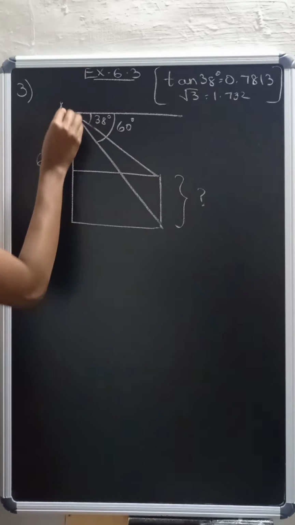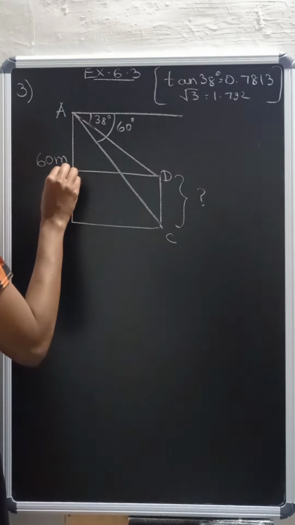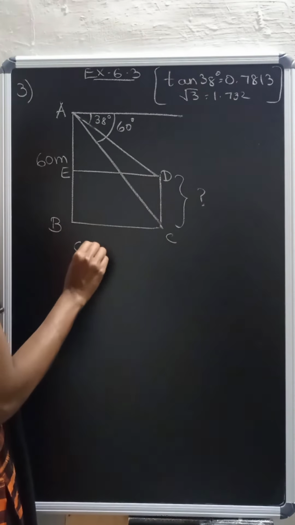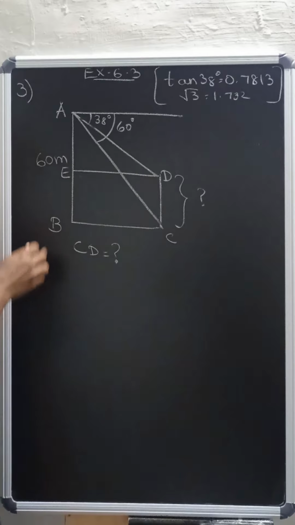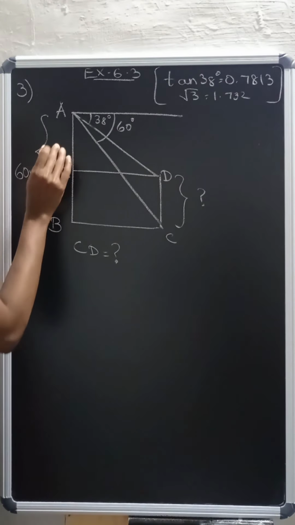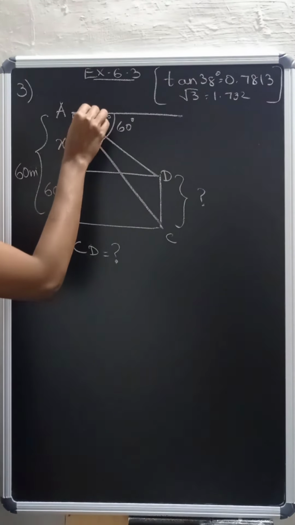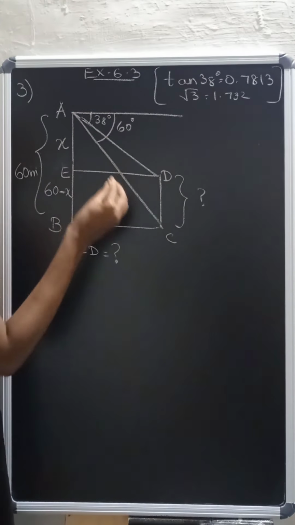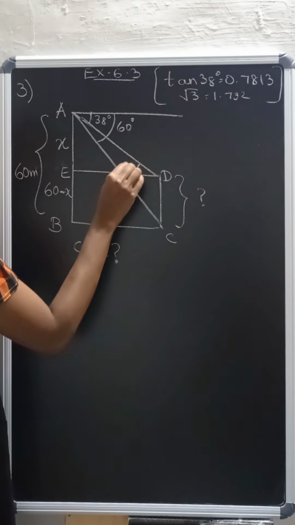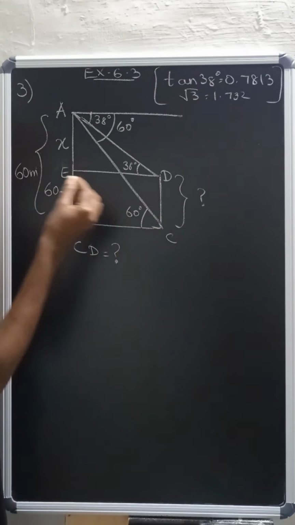Now we will name this A, B, C, D. So we need to find CD is equal to what? Now they have given the length of AB is 60 meters. So I am taking x here and this is 60 minus x. Now you have 38 degrees here, and here 60 degrees, so here you will write 60 degrees.